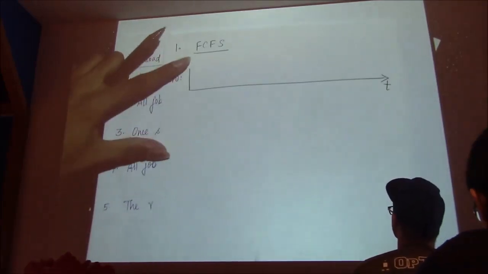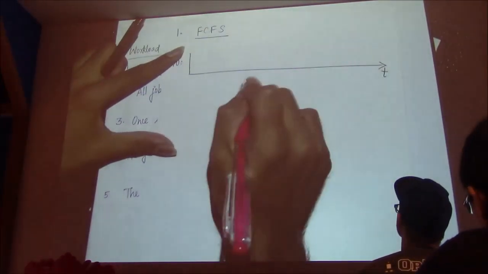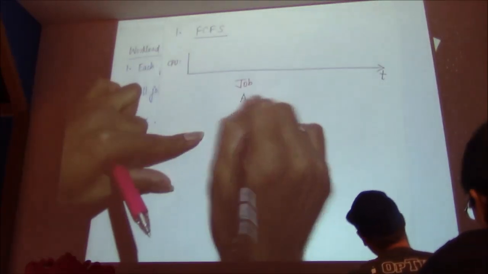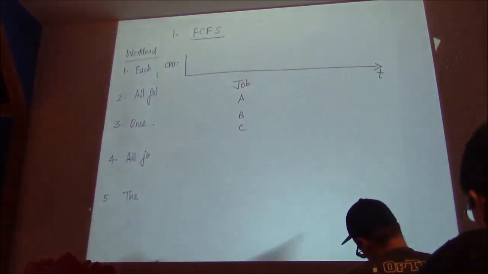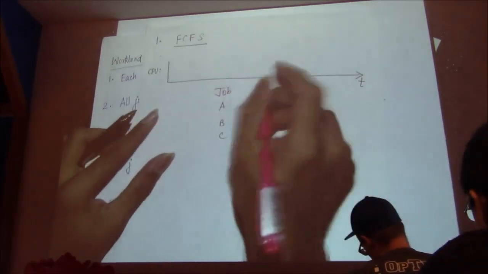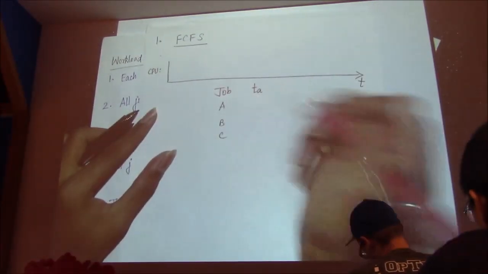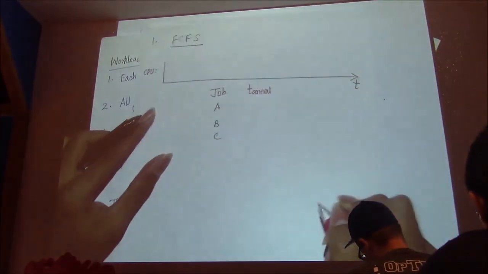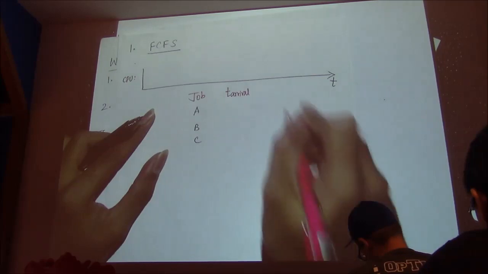But before that, we are going to see what the different jobs are that we have. Okay? So this is the job. Let's assume we have three jobs, A, B, and C. And I'm going to write some things like TA. TA just stands for time of arrival. It's the arrival time of each job, okay? What time it arrives in the system.